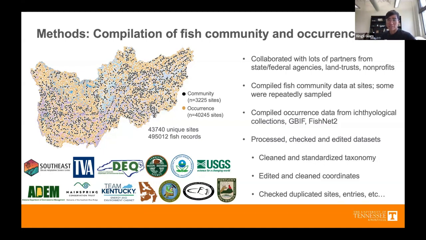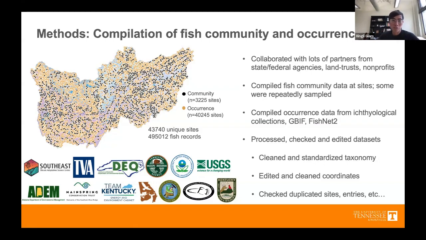But to compile all these sites and occurrences, to clean the data, it really took a lot of time. But I'm so thankful that we managed to do it, because I think it's a one-of-a-kind data set. Just over the Tennessee River Basin and Cumberland River Basin, we've got about 3,225 sites with community samples. That is a lot.